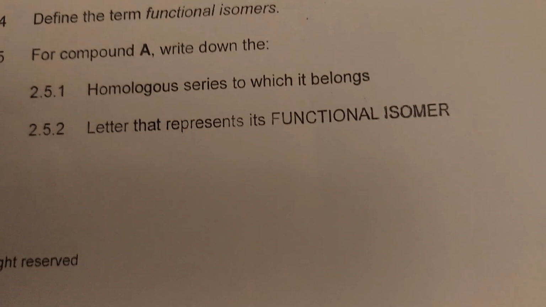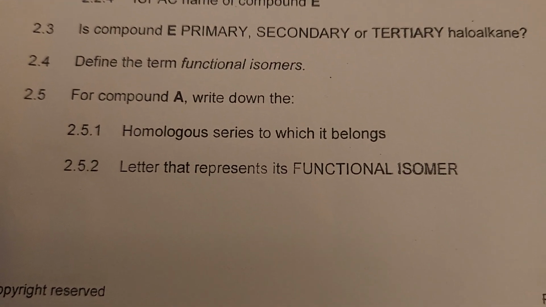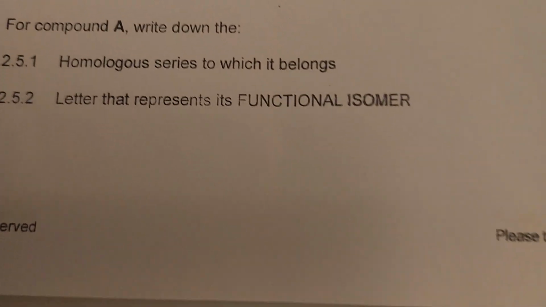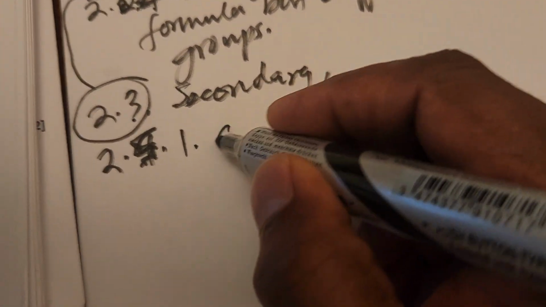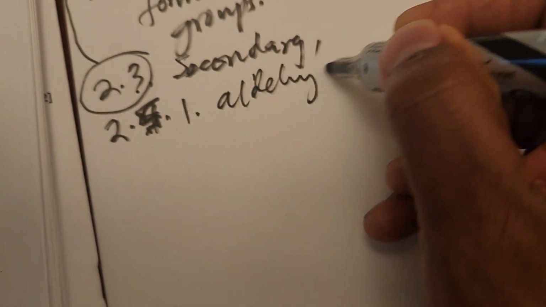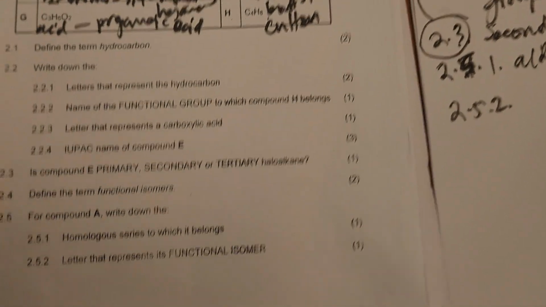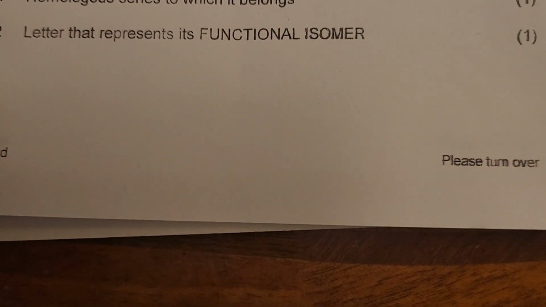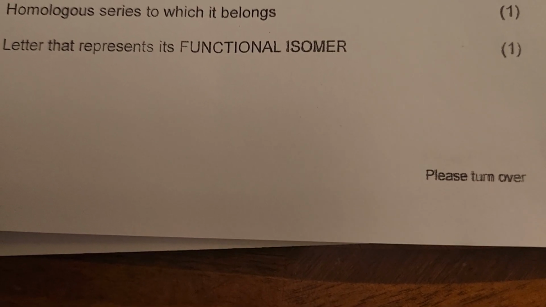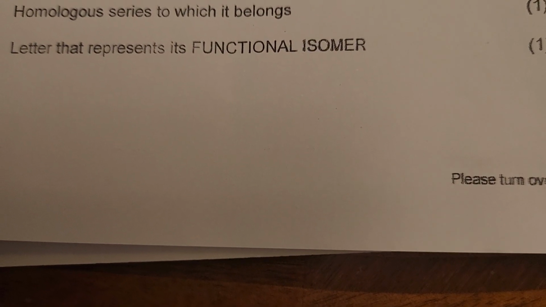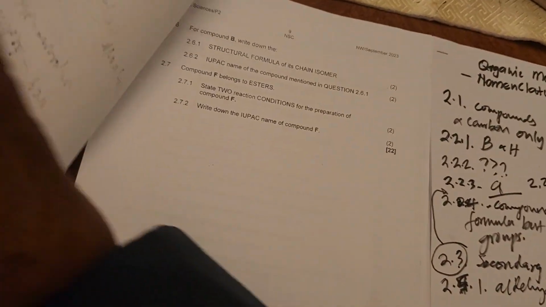Thank you. 2.5, for compound A, write down the following. 2.5.1, homologous series to which it belongs. A, we said, is an aldehyde. We already analyzed that one, which is good. 2.5.2, they are saying to us, write down the letter that represents its functional isomer. Already said that, it's C. Then it's going to the next page.